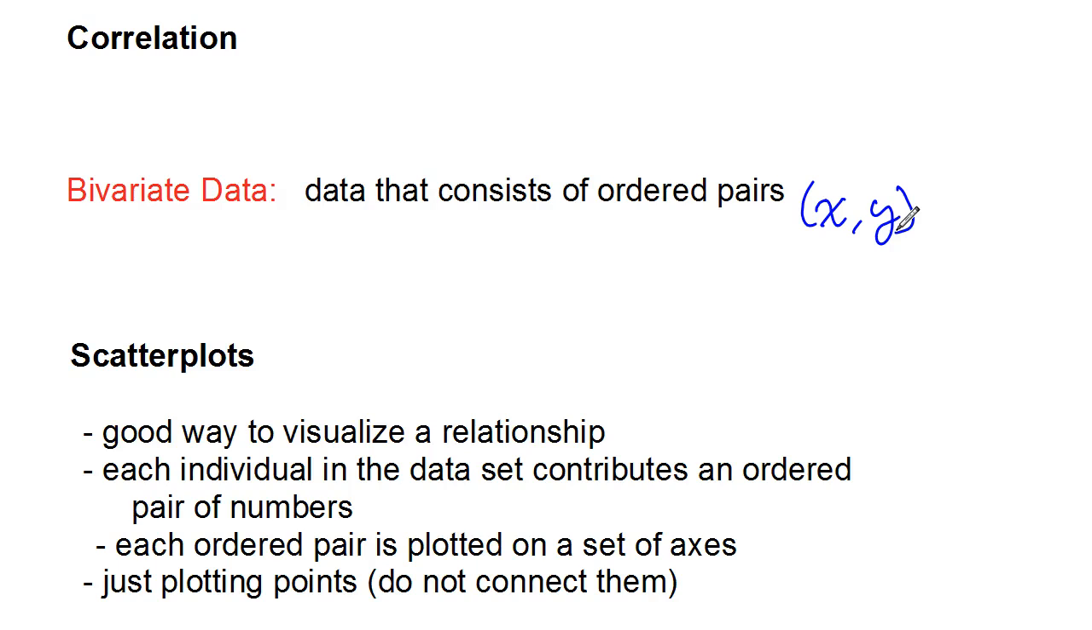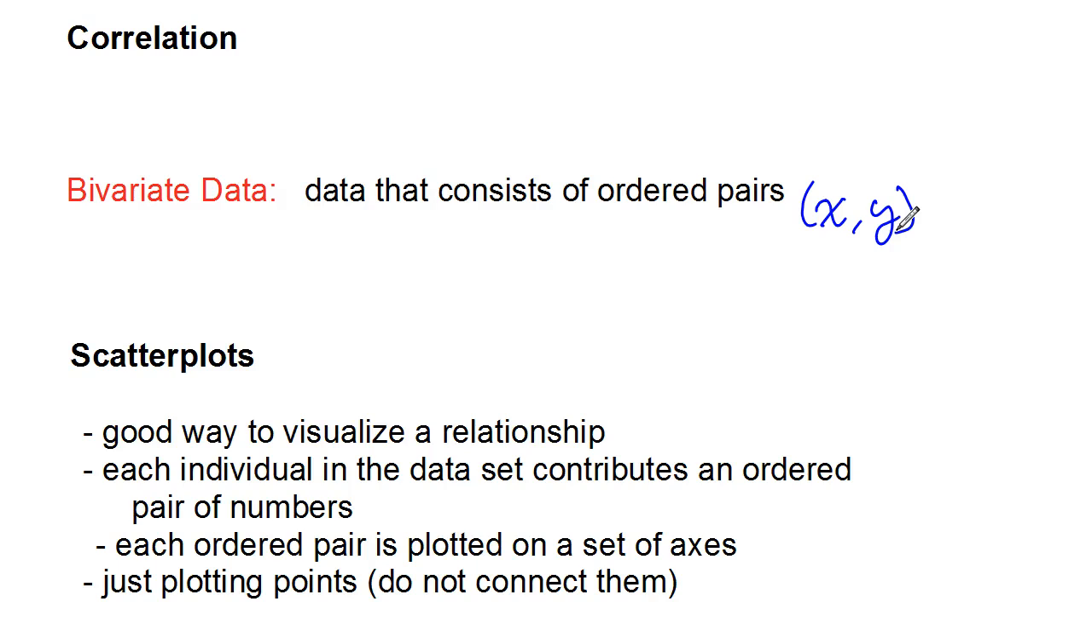These are two values that come from the same information, such as a person's height and weight, or their age and weight, things that are related to a single person or a single object, and they can be identified as ordered pairs.